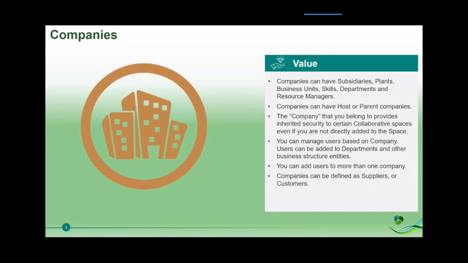Let's start by talking a little bit about companies in the 3D Experience platform. Companies can have subsidiaries, plants, business units, skills, departments, and even resource managers. Companies can have host or parent companies. The company that you belong to gives you inherited security to certain collaborative space data, even if you're not directly added to the space. You can manage users based on the company. Users can be added to departments and other business units or business structure entities. You can add users to more than one company, and companies can be defined as suppliers or even customers.